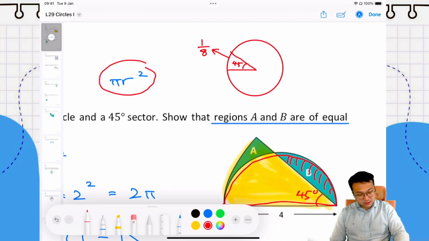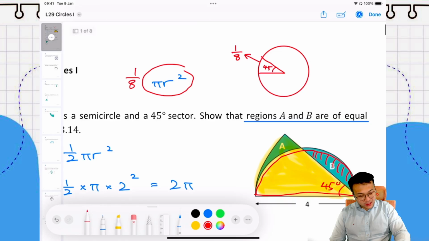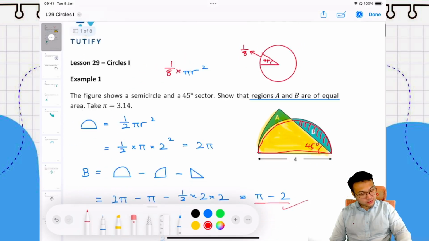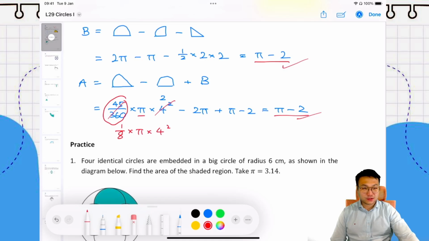Okay, so how to find the area of this pizza? You need to take 1 over 8 times pi r square. Am I right? Yeah. That's what I'm doing. 1 over 8 times pi radius squared. Can you see 4 to the power of 2? 1 over 8 times pi r square. So have I answered your question? Yes. Good. Thank you for clarifying.